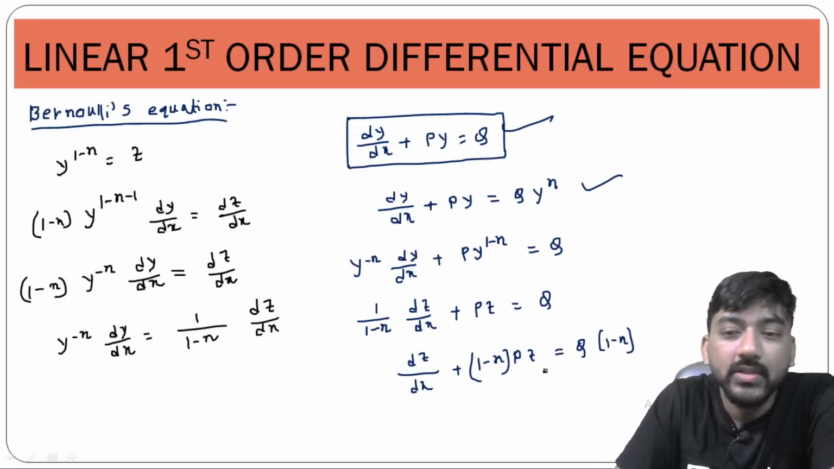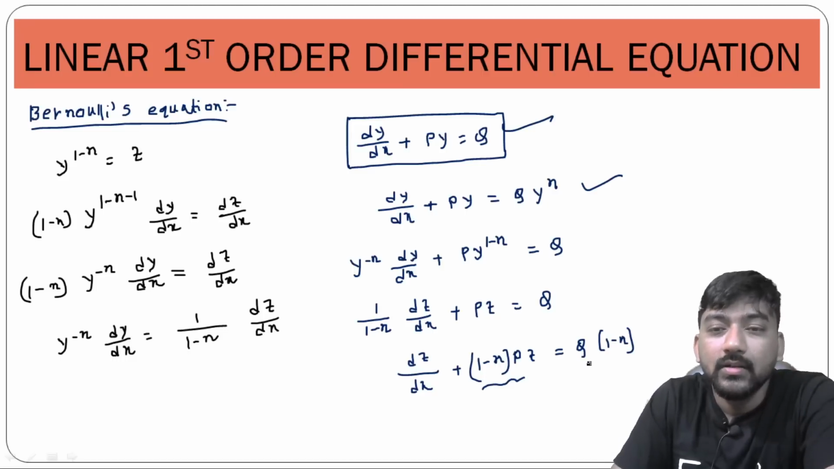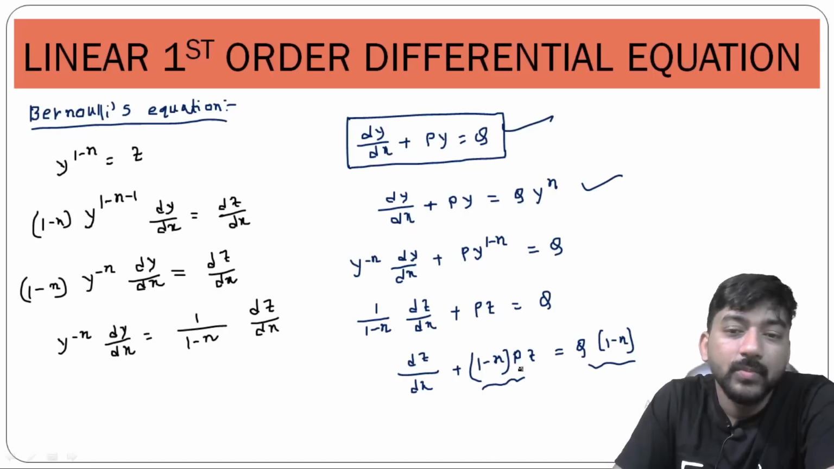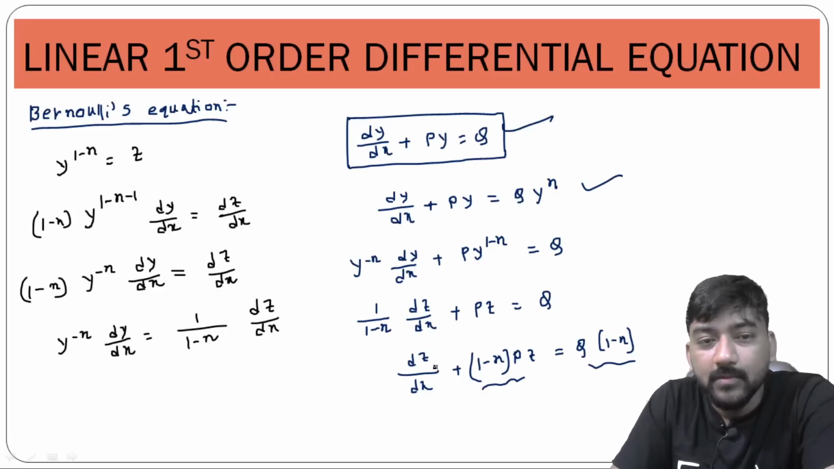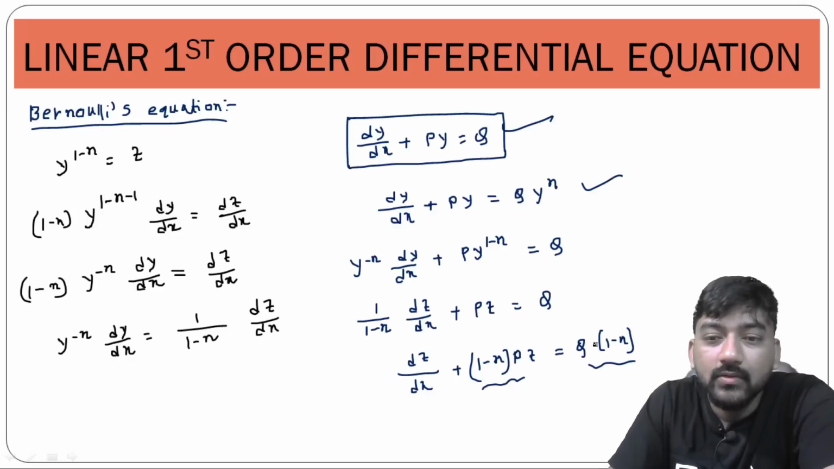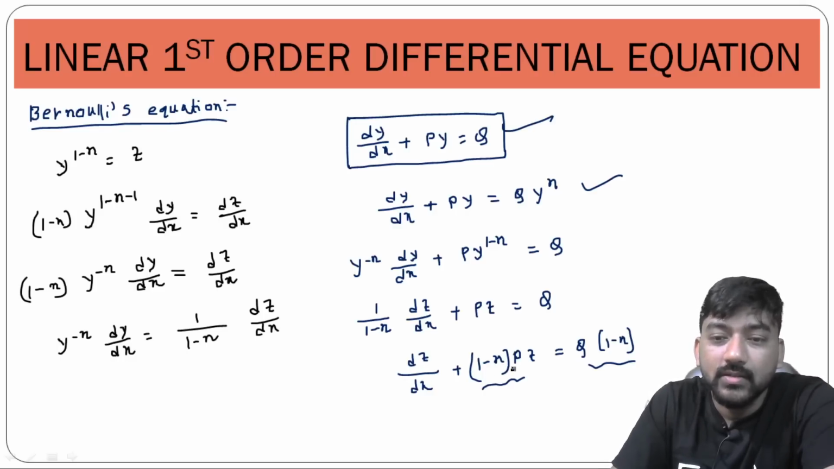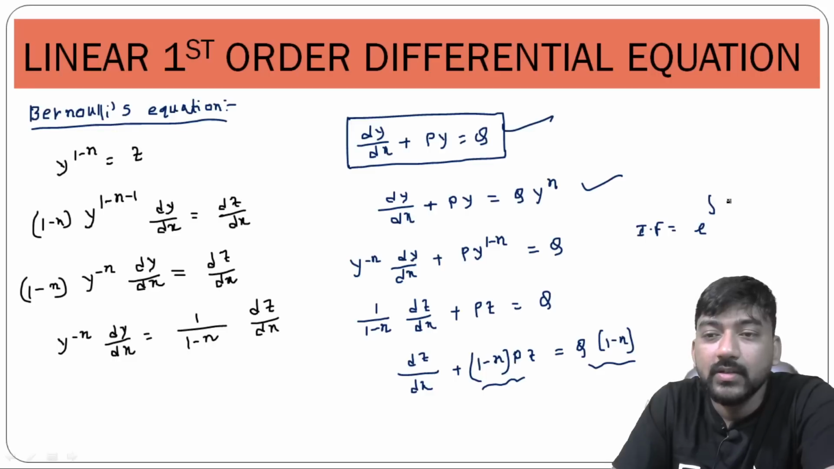What is the coefficient of z here? It is 1 minus n into p, and instead of q we have q into 1 minus n. So instead of q we will treat it as q into 1 minus n, instead of p we will treat it as 1 minus n into p, and instead of y we will use z. Now if you want to find the integrating factor, you will get e to the power integration of 1 minus n into p dx.